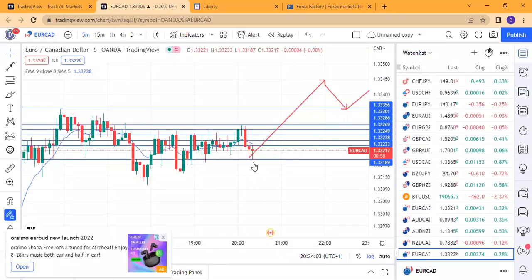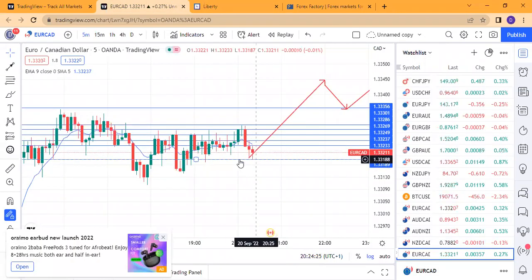Look at it. It's at my zone now. But why I won't take this trade is because it has bought here 1, 2, 3, 4, 5. Once a particular zone has reacted more than 3 times, it's best to wait for a better entry.